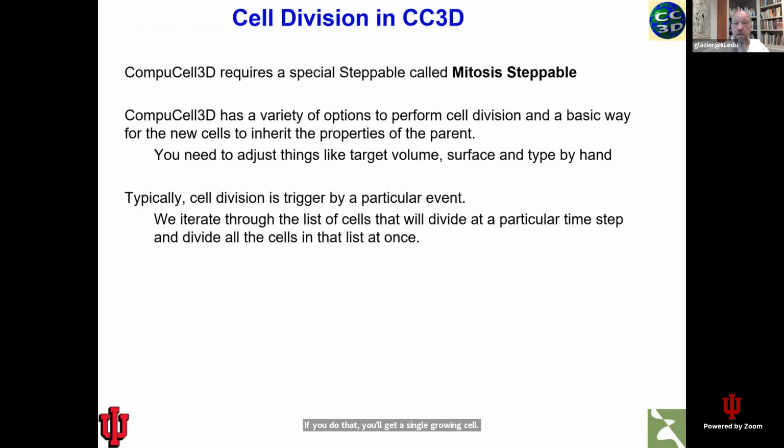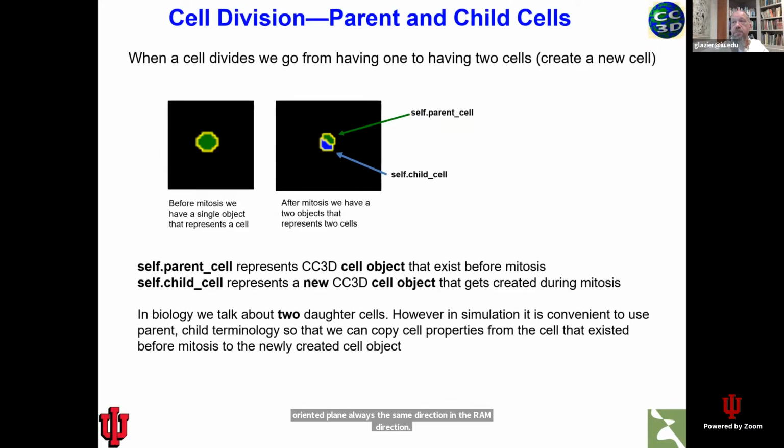If you want the cells to divide, you have to use a special steppable. This is one of the few times you actually have to use a separate steppable, called Mitosis Steppable. And there are a lot of things that you have to decide, in particular, how cells trigger division and what happens when division happens. Is division on the oriented plane always the same direction, in a random direction, major axis or minor axis of the cell?